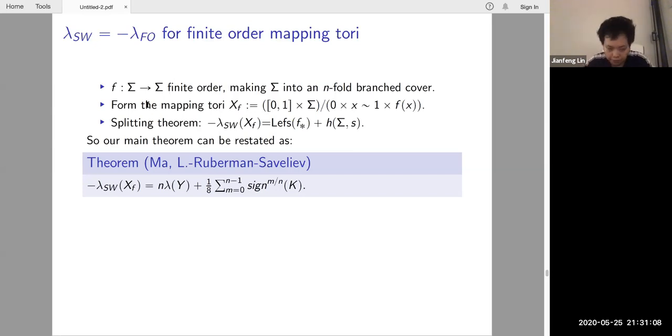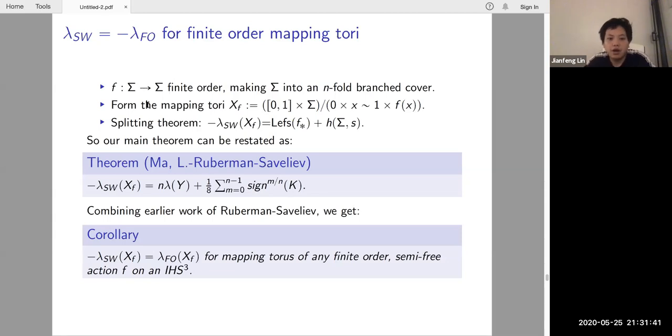And actually this theorem was also independently proved by Lin-Terma. He is a student of Danny, and Lin's proof was quite different from ours. He developed a whole set of surgery formulas that allows him to compute the Seiberg-Witten invariant for such mapping tori directly. And actually, Lin's result is slightly more general than ours.